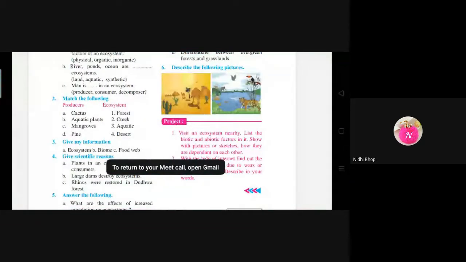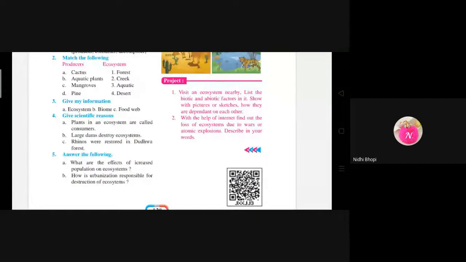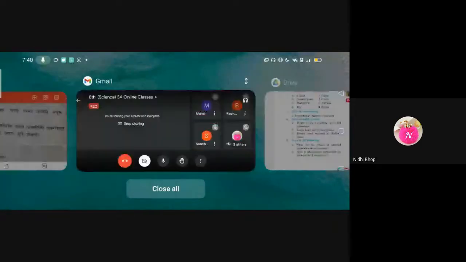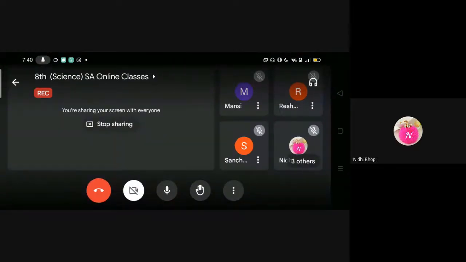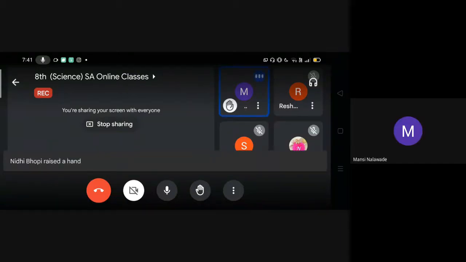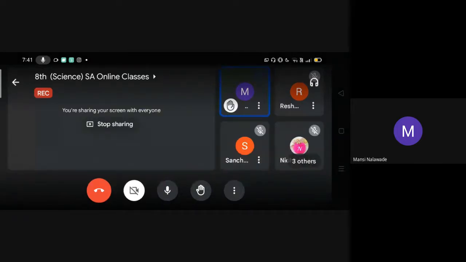Yes. Let's give a scientific reason. Plants in an ecosystem are called consumers. Yes, Mansi. Plants contain chlorophyll in their leaves, so they can make their food using sunlight, water, and carbon dioxide by the process of photosynthesis. All the other organisms in the ecosystem directly or indirectly depend on the plants for their survival. Hence, plants in an ecosystem are called producers. Yes, so it should be producer, na? How was it printed, by mistake or what? Yes, ma'am. Okay.